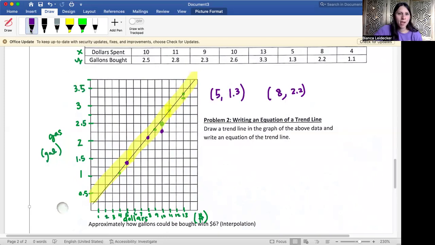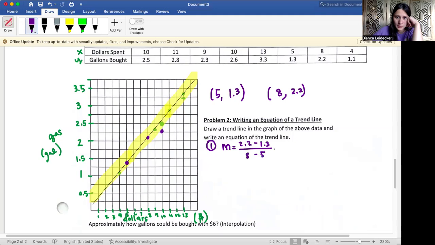So I'm going to first work on finding my slope, because anytime I have to write an equation for a line, I need to have slope. So step 1, slope, m equals, let's say, 2.2 minus 1.3 over 8 minus 5.